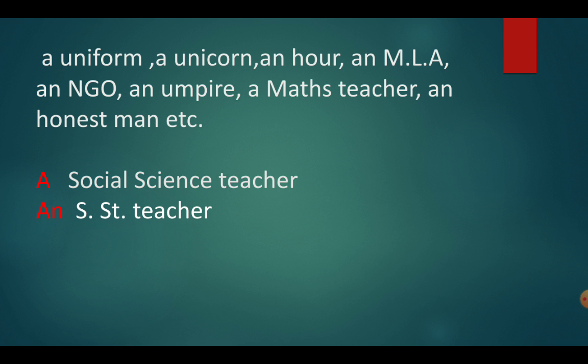A social science teacher. If we are talking about this example, the first sound is sa, social science. Sa, which is not a vowel sound. And next example, an SST teacher. The first sound is again a vowel sound, which comes directly from the throat. So that's why we use here an. So I hope that you understood the use of a and an. Where should we use a and where should we use an?